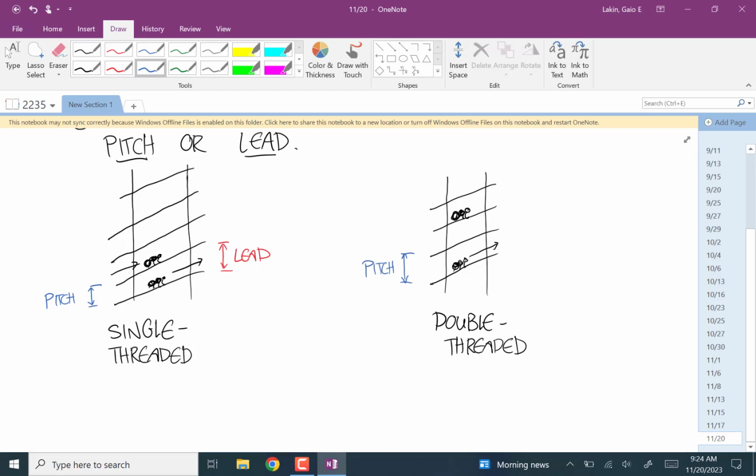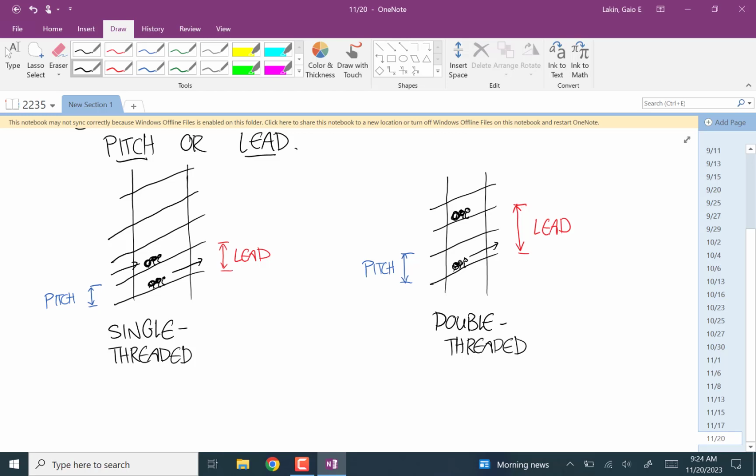Yeah? Does a double thread help keep a screw more securely in place? I don't remember what the purpose of a double-threaded screw is. I would guess that it has something to do with you could damage one thread and the thing could still be useful. That's my guess, but I don't know. But I do know this. This now is called the lead.